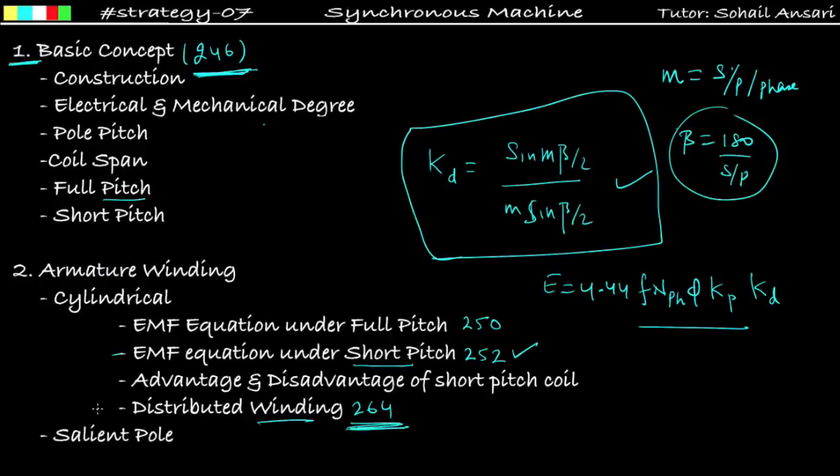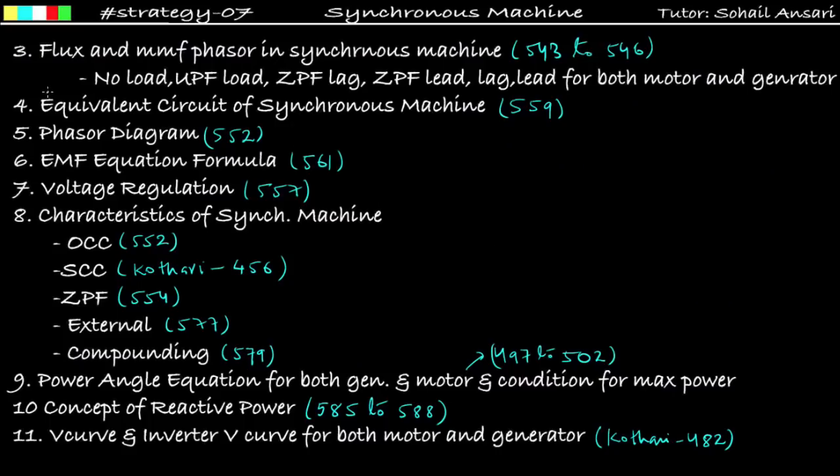So all these concepts you will get on page number 264. Go through that, and this is very important. Distributed winding as well as EMF equation at short pitch, these two are very important. You have to understand these concepts on page number 252 and page number 264 of the PS Bimbhra book. Now talking about the salient pole, leave this salient pole machine. I will discuss that at last. Okay, now moving on. Point number 3 is very important.